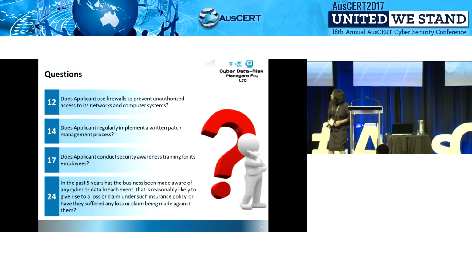So questions like these: whether you have a firewall to prevent unauthorized access. Do you regularly implement a patch management policy? Do you conduct security training for your staff? These are from the proposal form.